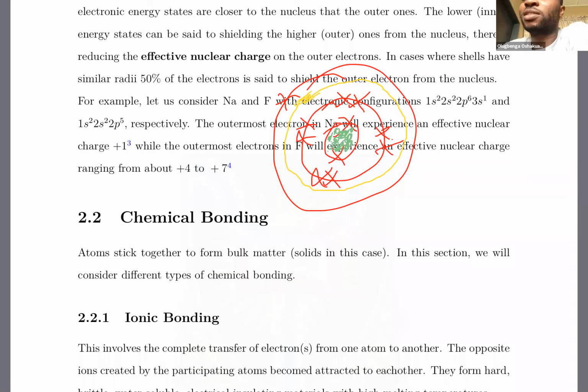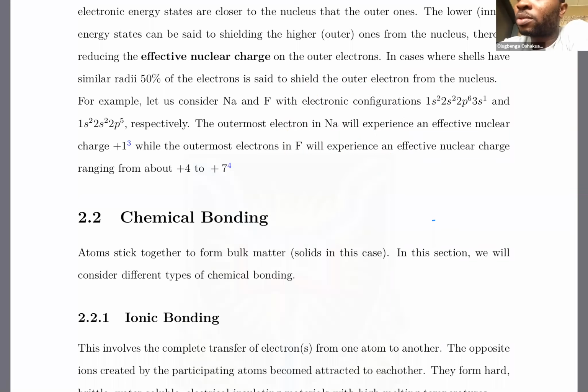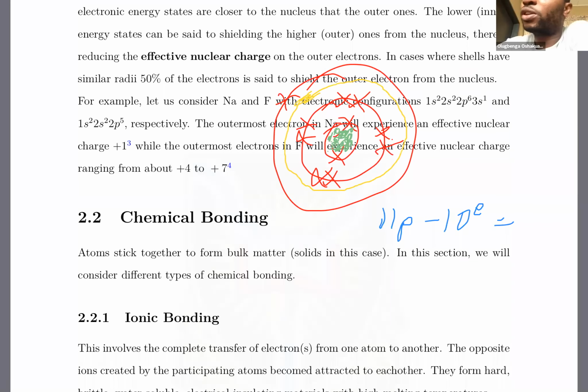And the straight answer is to say that it is feeling 11 protons minus 10 electrons, to enjoy just +1 charge. So what this electron is experiencing is just 1 proton here, because the effect of the 10 electrons here has nullified the existence of some other 10 protons here, leaving just 1 proton to be effective around here.